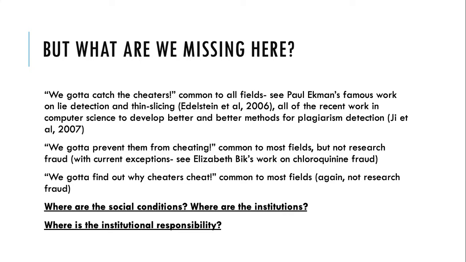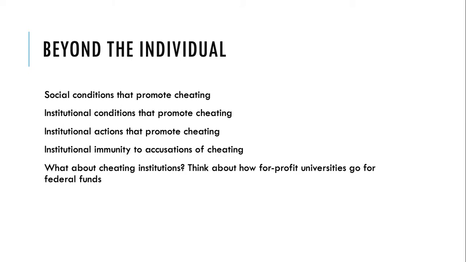Where are they? Where are the institutions? Where is institutional responsibility in all this? Why is it that cheating is always framed as such an individual act? We got to look beyond the individual when we consider these things. We have to consider the social conditions that promote cheating, like I mentioned before. We have to think about the institutional conditions that promote cheating.